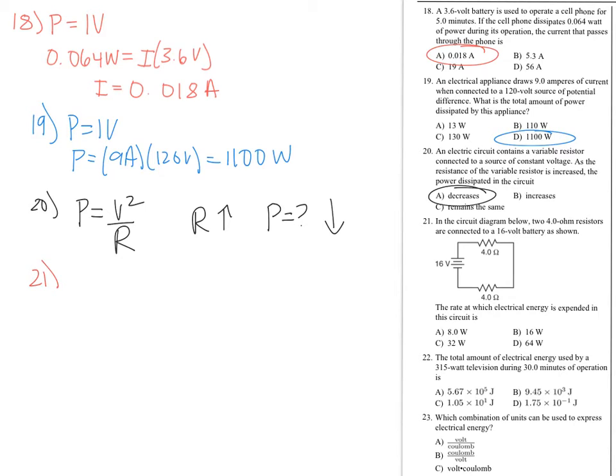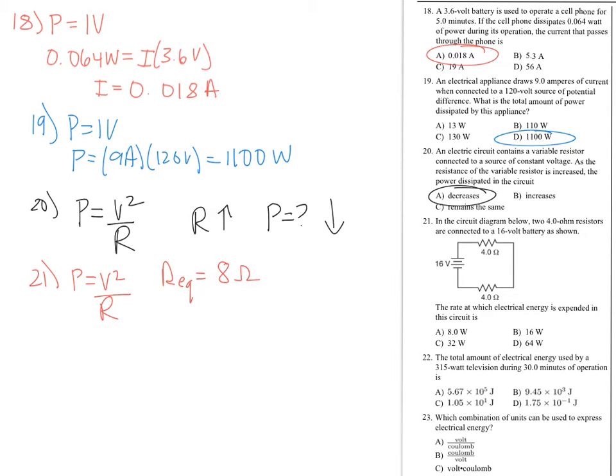Number 21. In the circuit diagram below, 2 4-ohm resistors are connected to a 16-volt battery as shown. The rate at which electrical energy is expended in the circuit is, alright, P is equal to V squared over R. So we're looking at the entire circuit as a whole. That means we gotta find R equivalent. This is series, so this is simple. 4 plus 4 is 8 ohms.